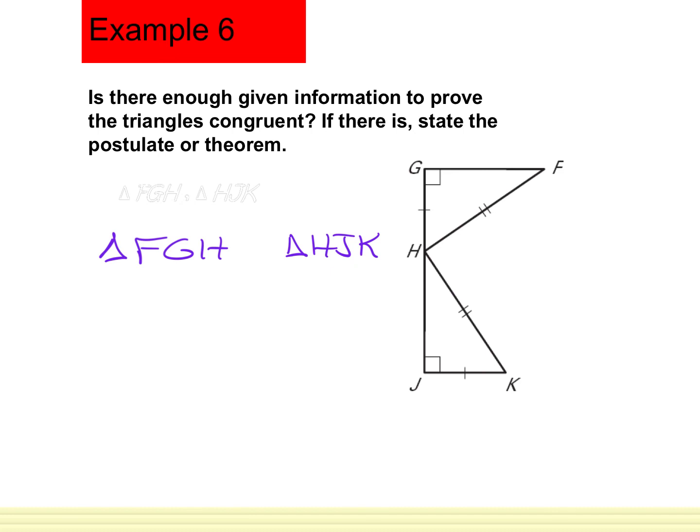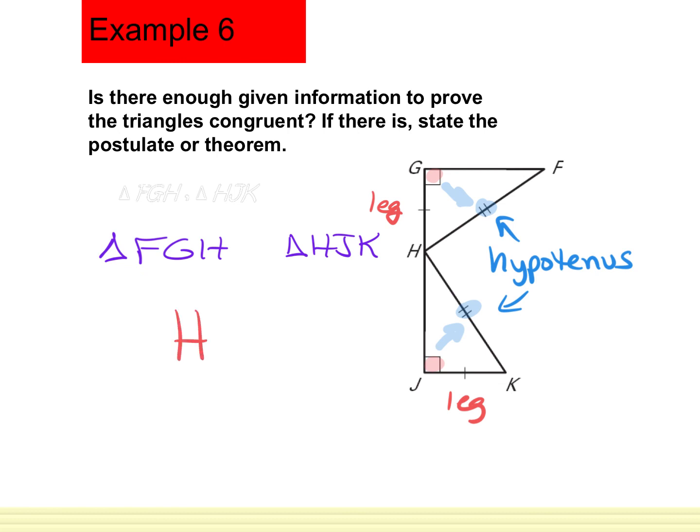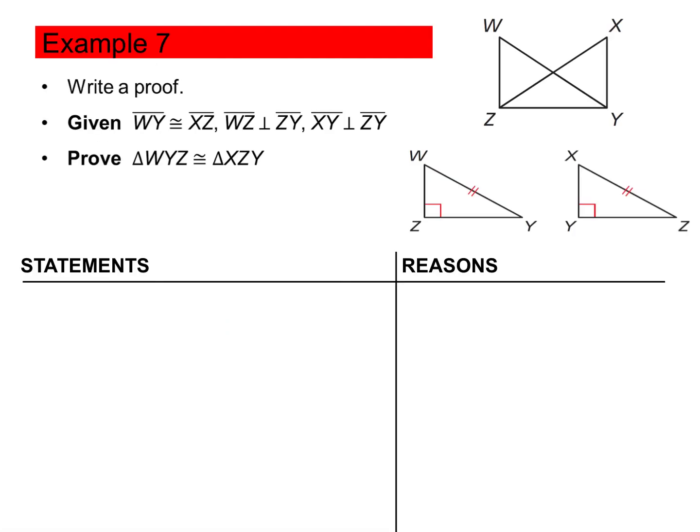Well, the first thing that sticks out to me is I have a right angle here. So this tells me that I have two right triangles. And then I can also see that the side that is opposite to that right angle has the same markings. This is my hypotenuse on both of them, so they are marked as congruent. And then I also have congruency marks on each of the legs. So this picture does have enough information to show that these two triangles are congruent, and I would be using hypotenuse leg.